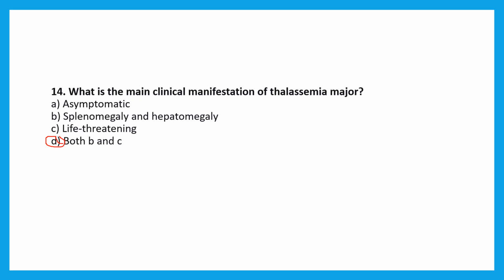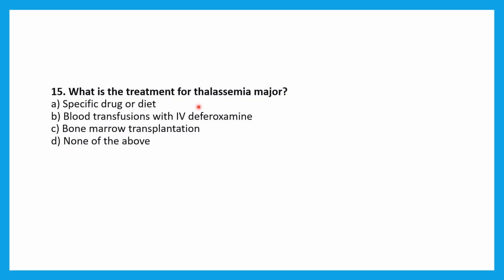We go to question number 15. What is the treatment for thalassemia major? A, specific drug or diet. B, blood transfusion with IV deferoxamine. C, bone marrow transplantation. D, none of the above.